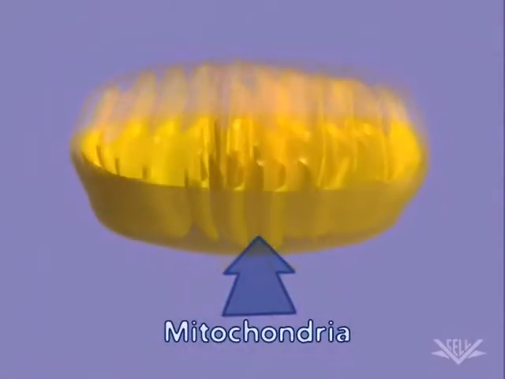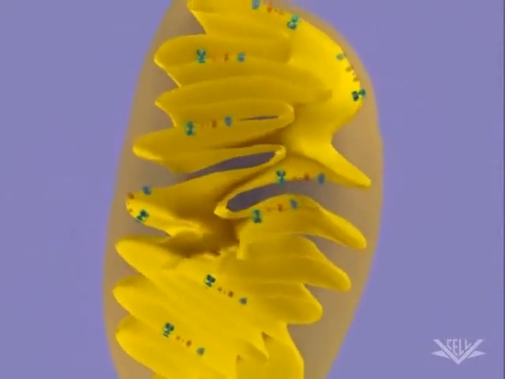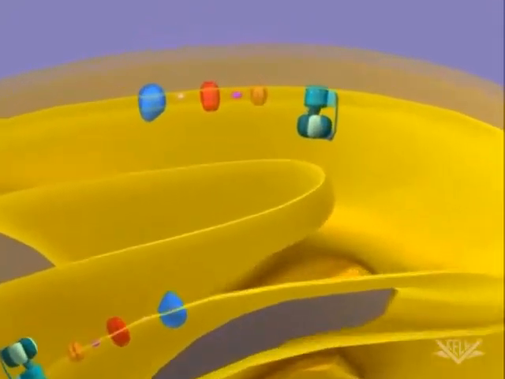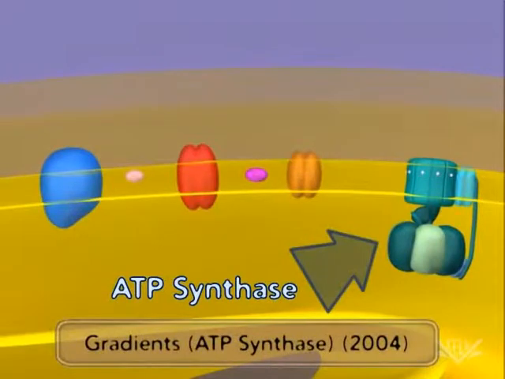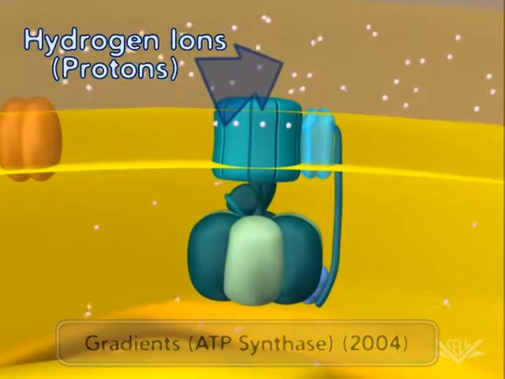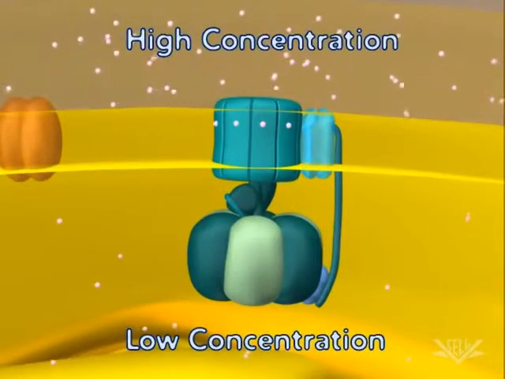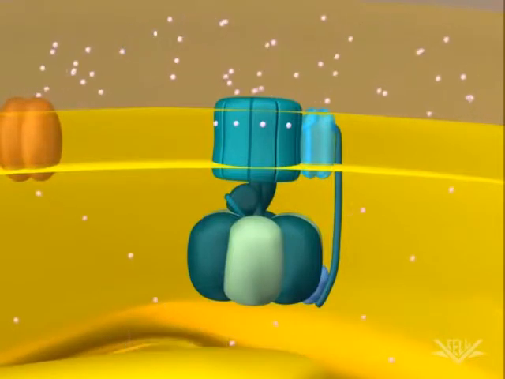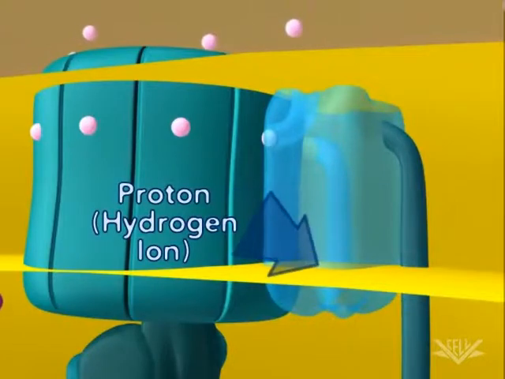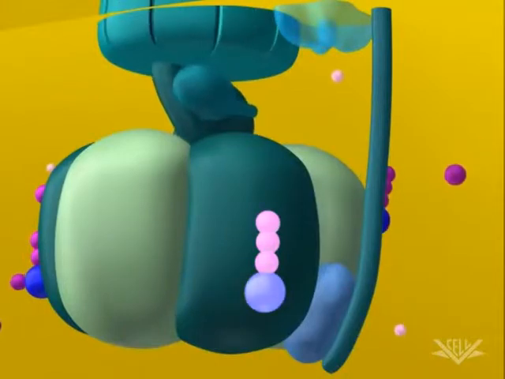This organelle produces ATP, an energy molecule that is used by many other cellular processes. ATP is produced by a complex in the mitochondrial membrane called ATP synthase. The energy to produce ATP is provided by a gradient of protons, or hydrogen ions, found on two sides of the membrane. Protons flow from the area of high concentration through the ATP synthase to the area of low concentration. As they flow through ATP synthase, ATP is produced.